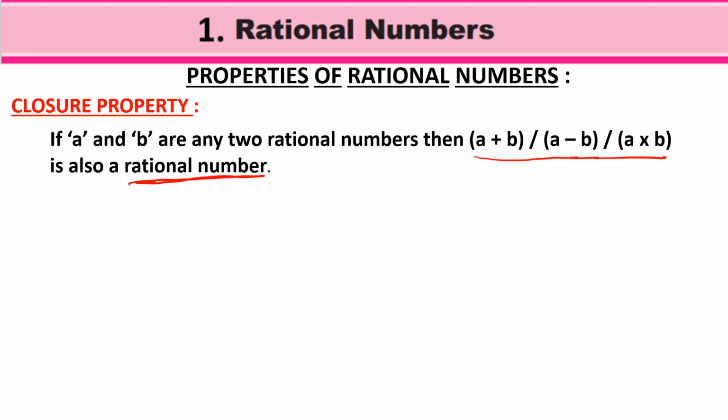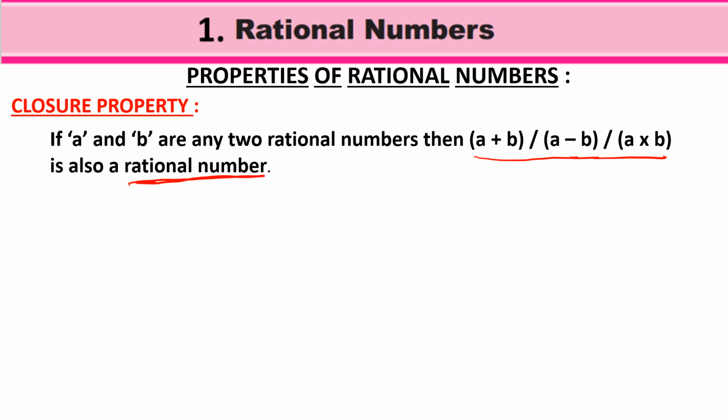Understand? If a and b are any two rational numbers, then a plus b, or a minus b, or a into b is also a rational number. That means a plus b is also a rational number. That is closure property under addition. A minus b is also a rational number. That is closure property under subtraction. A into b is also a rational number. That is closure property under multiplication. Right? So these rational numbers satisfy the closure property under addition, subtraction and multiplication.